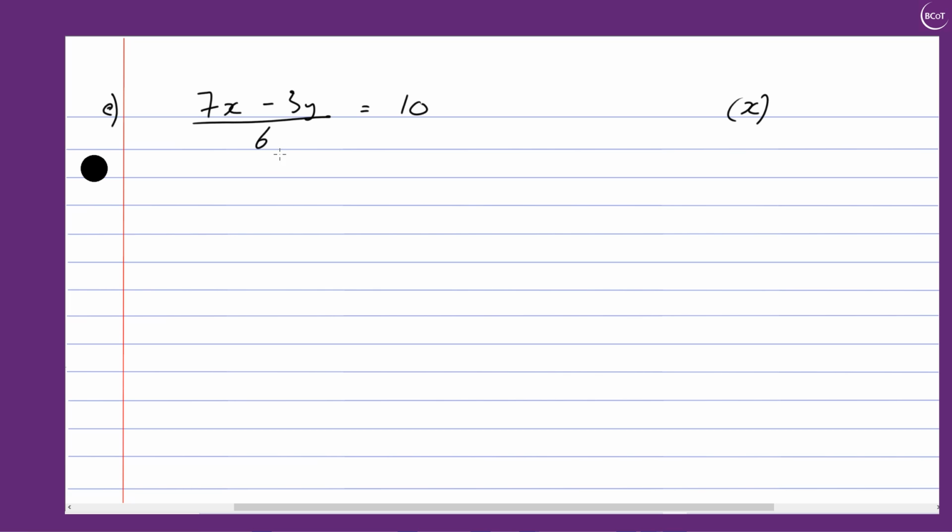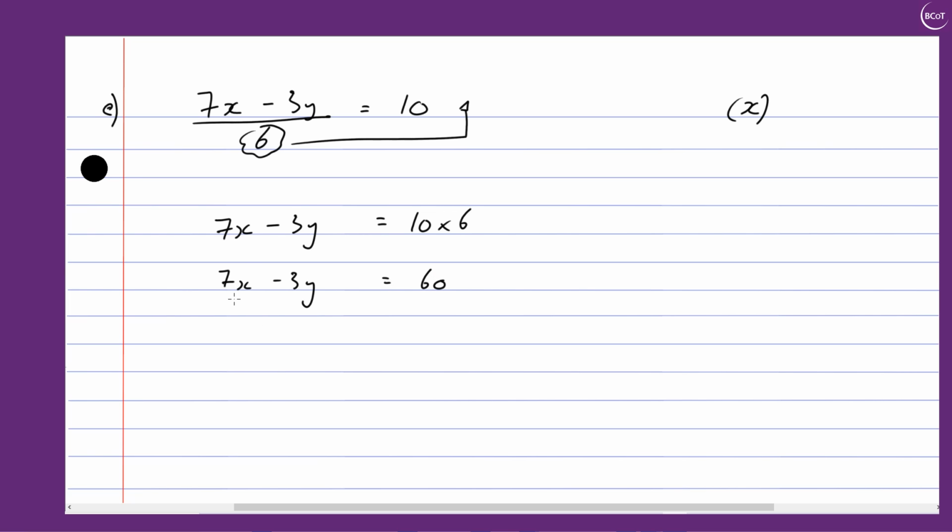The big clue: when a whole side of an equation is divided by something, then get rid of that something. We need to take the 6, slide and rise, multiply it by the 10. So we end up with 7x minus 3y equals 10 times 6. And at this point, we may as well clean it up. 7x minus 3y equals 60.